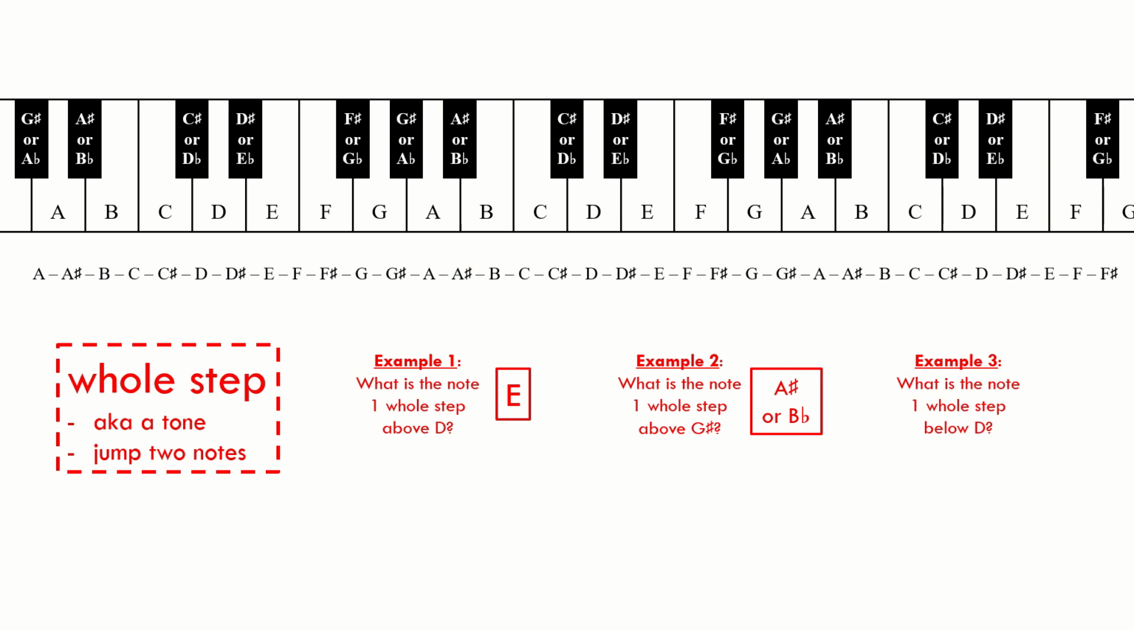Example number 3. What is the note one whole step below D? So again, D is over here. And this time, since we have to move a whole step below, we move two notes backward, which gives us C.